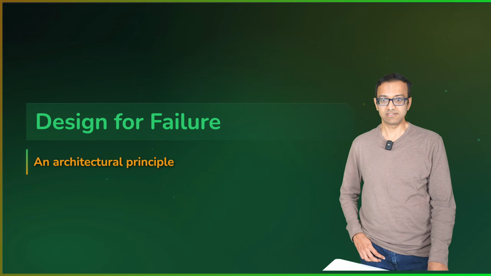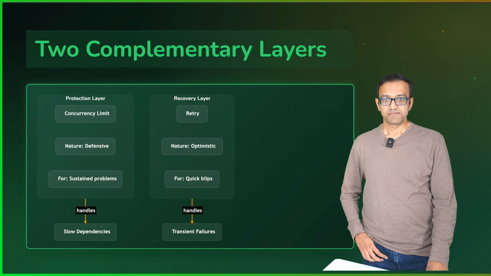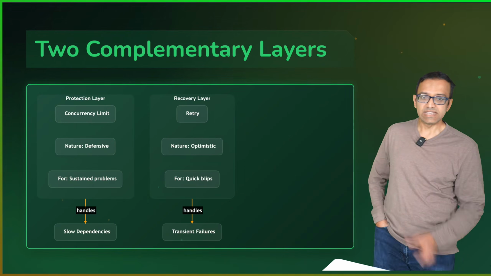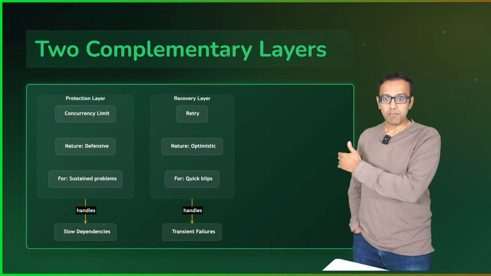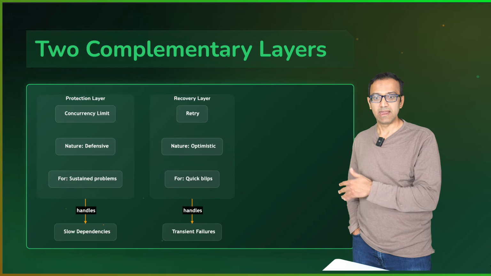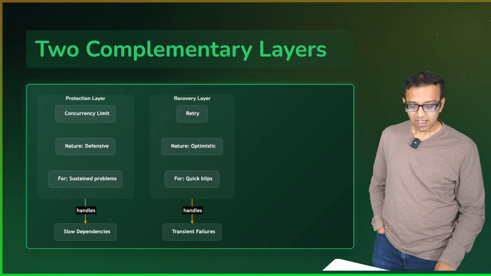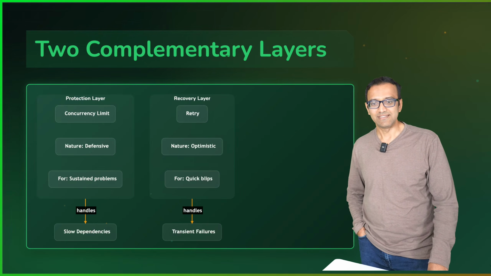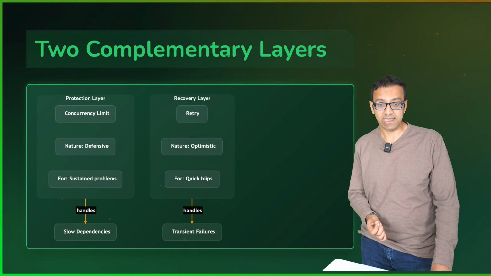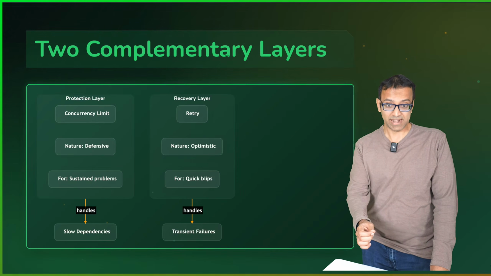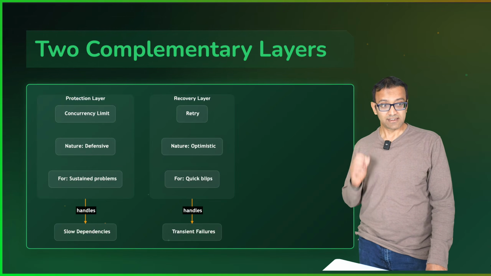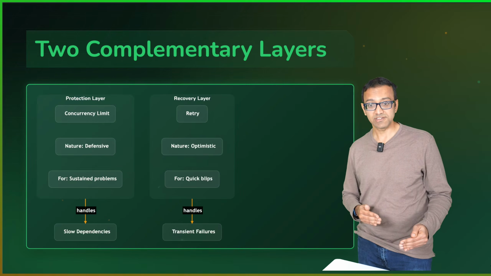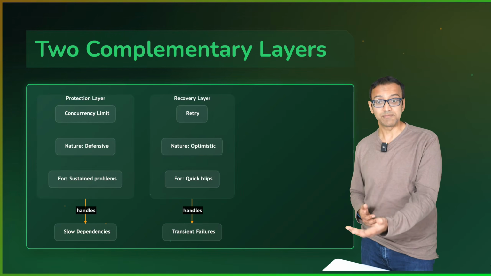All right, so this is about designing for failure. Now we're going to get into these individual features, right? There are two complementary layers here. One is the protection piece, which is the concurrency part, and the recovery piece, which is the retry part. I think of it as the optimistic part and the pessimistic, or defensive, part. Retry is optimistic. When you're retrying, you're optimistic that this time it's going to work better. If you aren't optimistic, there's no point in retrying, right? So your retry is with the optimistic nature that this was a small temporary issue, a transient failure, and this time it is going to work better.